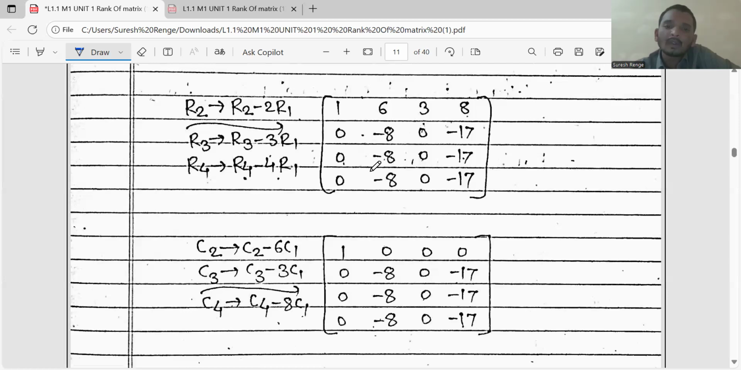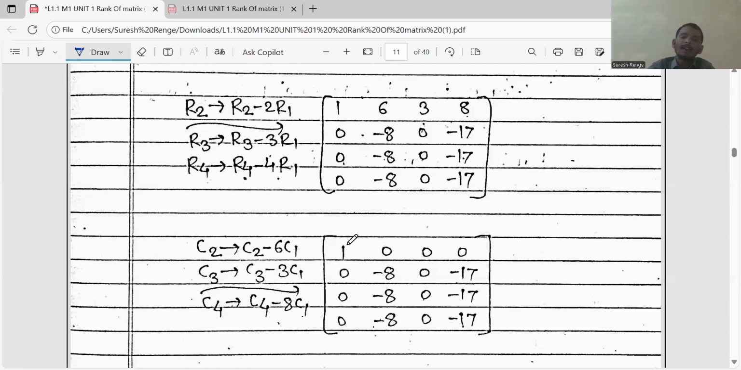Now what operations do we want to make that 6 equal to 0? Change in column number 2: C2 minus 6 times C1. Okay, that will become equal to 0. Now column number 3: C3 minus 3 times C1. Now column number 4: C4 minus 8 times C1. This is the operation. Actual calculation, you need not calculate anything.